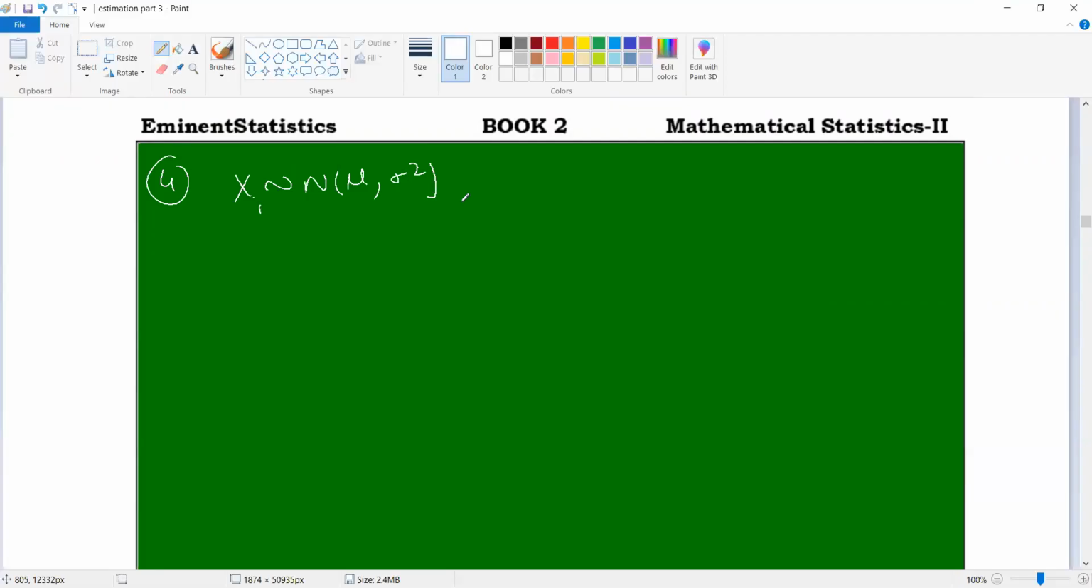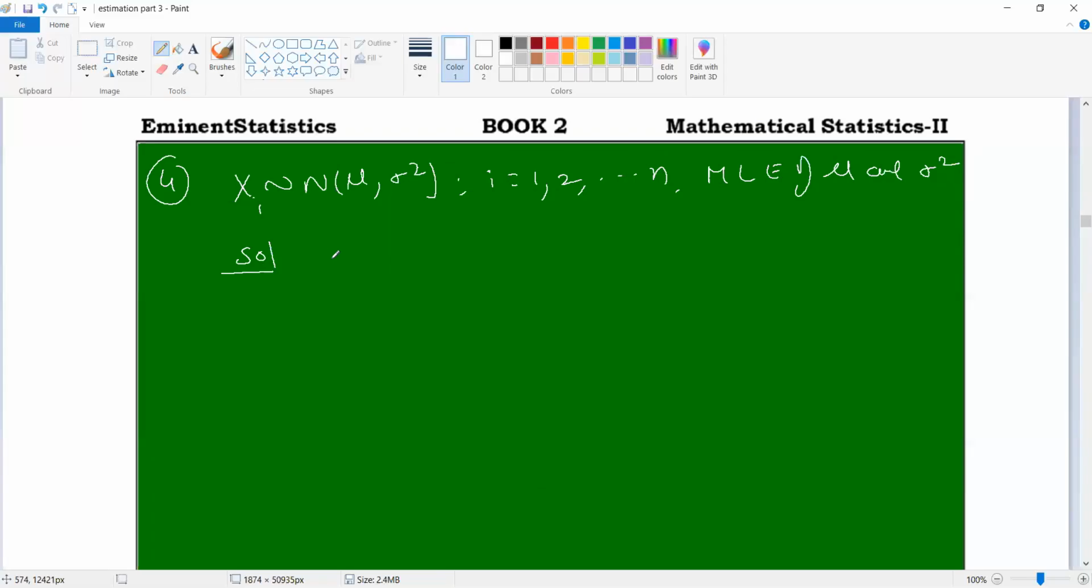Mu comma sigma square. There are two parameters. Two parameters are unknown. We have to find the MLE of mu and sigma square. There are three cases here. Mu is unknown, estimate mu. Sigma square is unknown, estimate sigma square. Both are unknown, estimate mu and sigma square. I is equal to 1 to n. MLE of mu and sigma square.